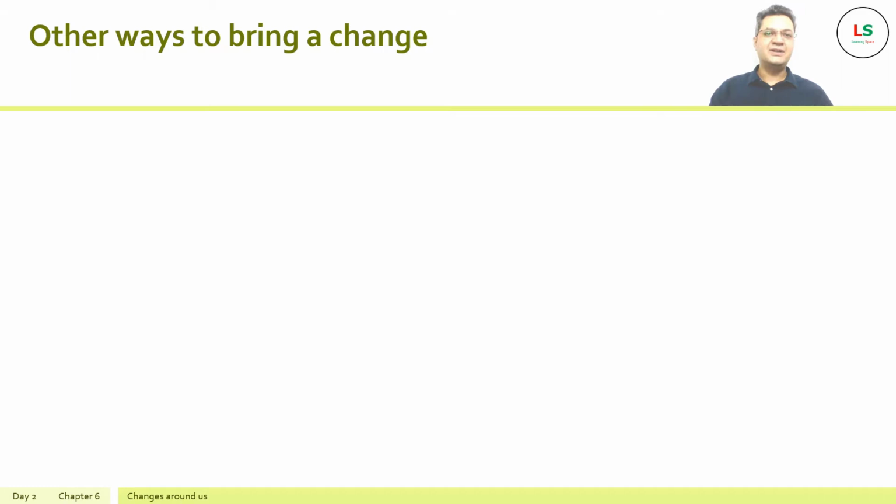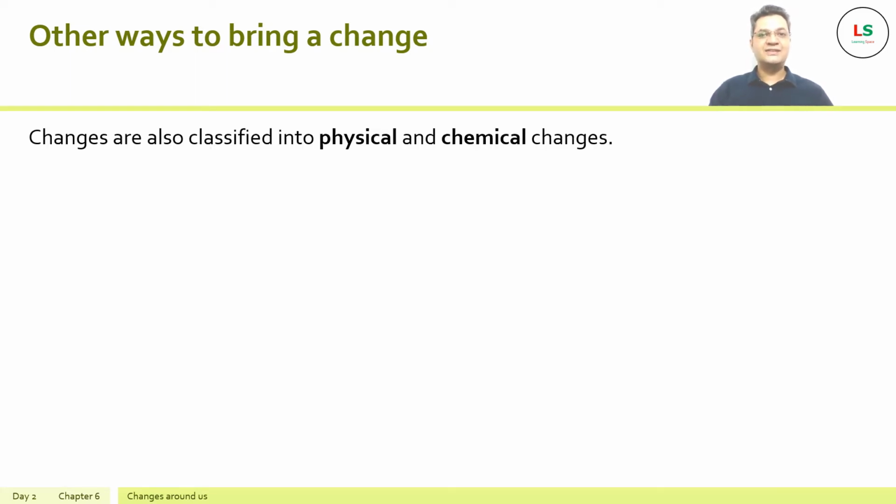In the previous part we learnt about change, slow and fast changes, and we also saw the types of changes as reversible and irreversible. Thereafter we saw the relevant examples related to both. Now here we have other ways to bring a change. Changes are also classified into physical and chemical changes. Let's discuss them one by one.